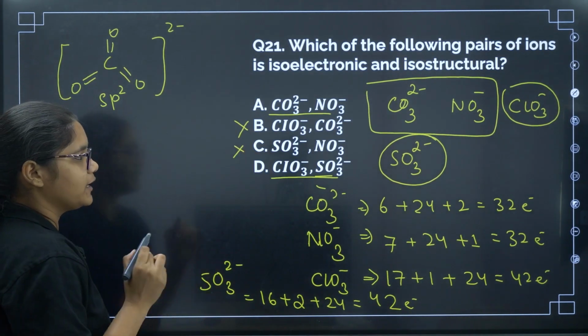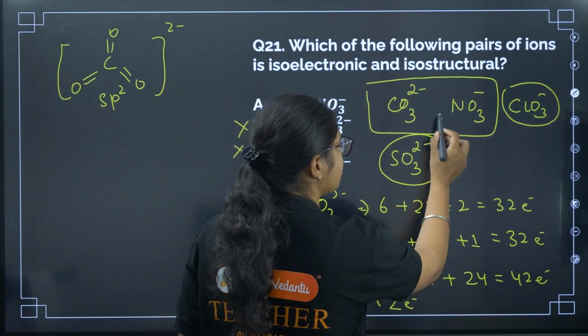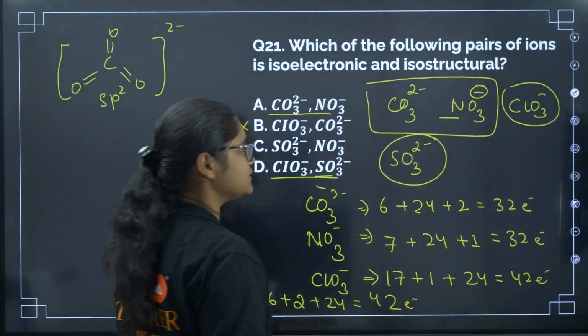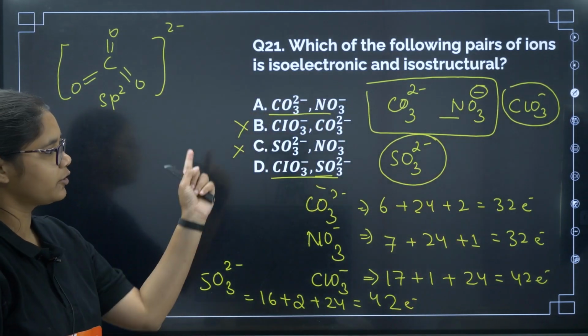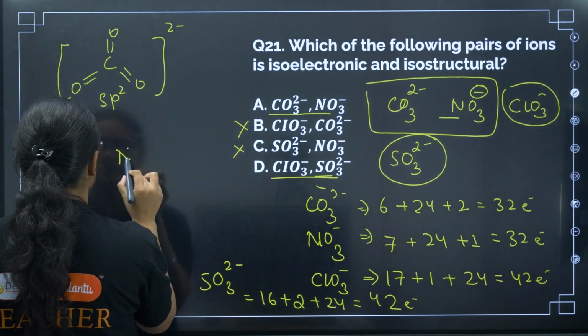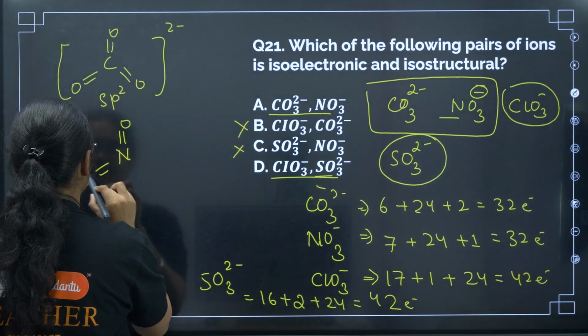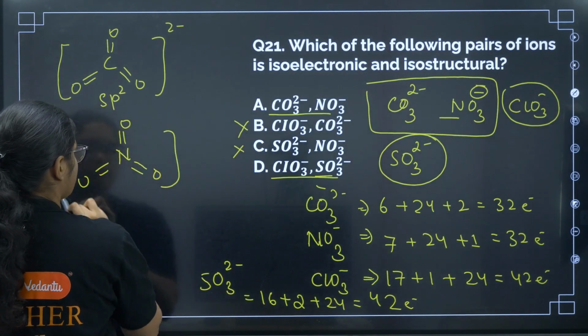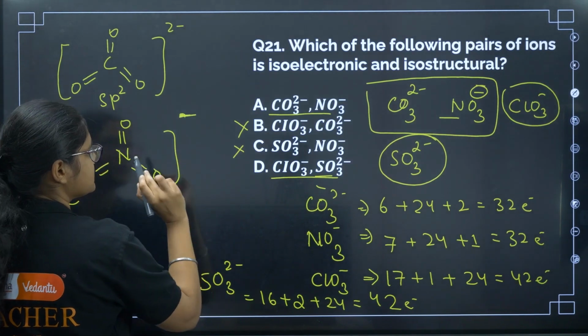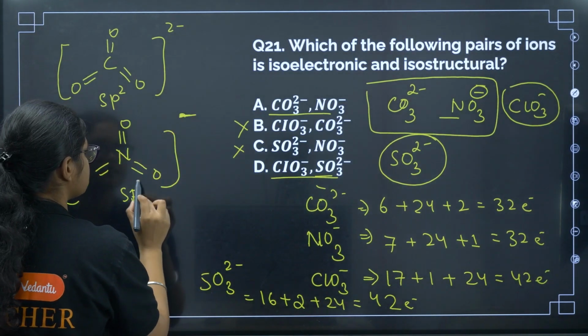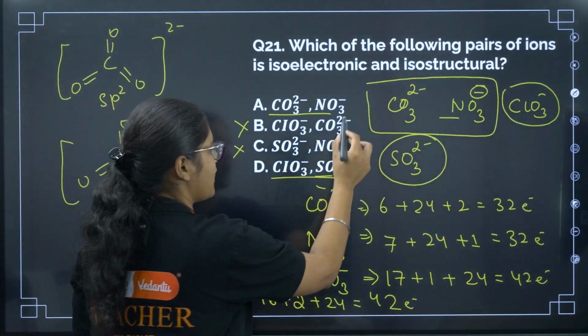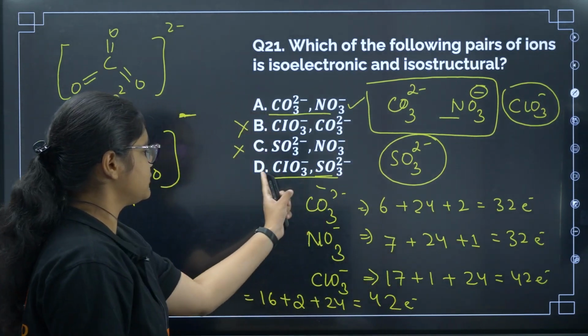Now NO3 has 5 valence electrons and 1 electron is present here, so a total of 6 valence electrons, and we can draw this structure also like this. Okay, so NO3 minus. Both are sp2 hybridization, both are trigonal planar, so they are isostructural. We can see for this one.